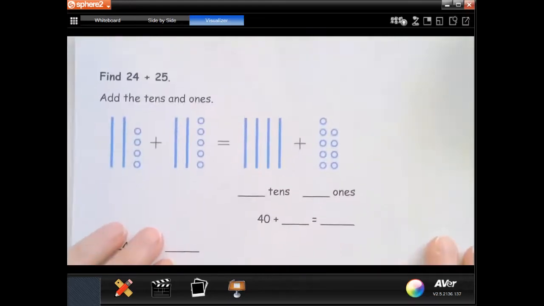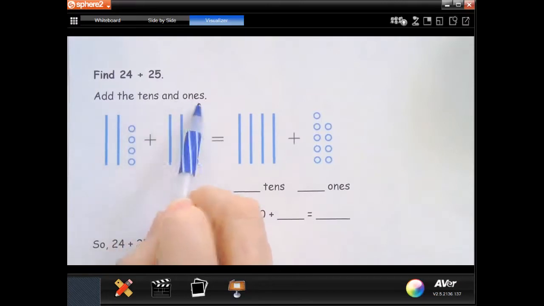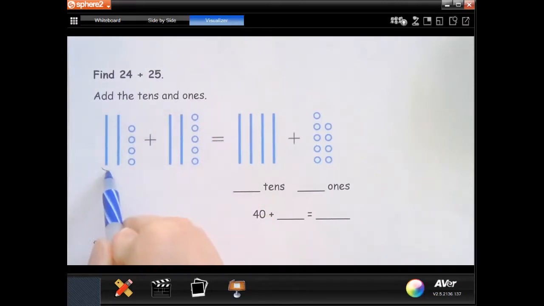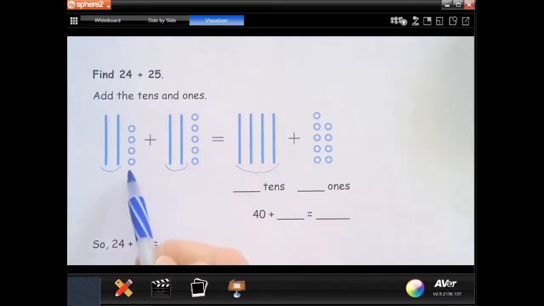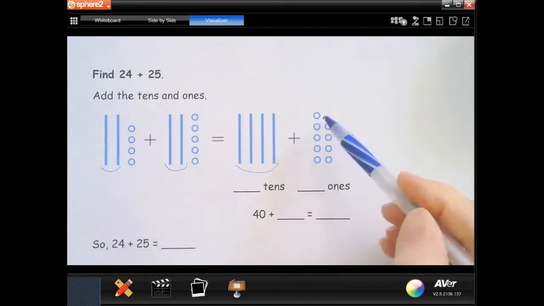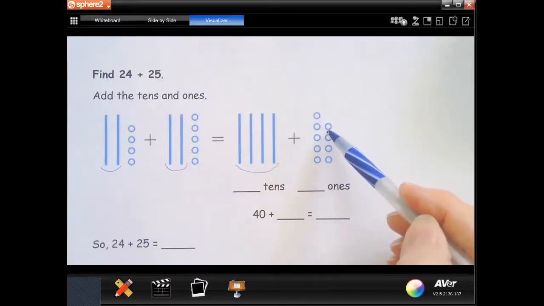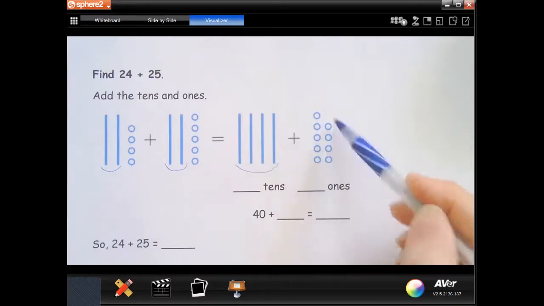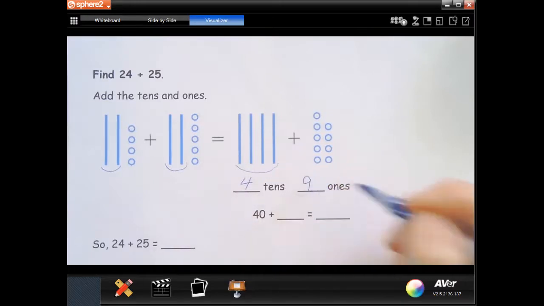The next problem, find 24 plus 29. Add the tens and ones. So step number 1, add the tens. 2 tens plus 2 tens. What's double 2? You're right, double 2 is 4, so we have 4 tens. 4 ones plus 5 ones. When we put it together, how many ones is that? 1, 2, 3, 4, 5, 6, 7, 8, 9. Oh, we don't have to regroup because we don't have enough ones to make another 10. So now we have 4 tens and 9 ones.